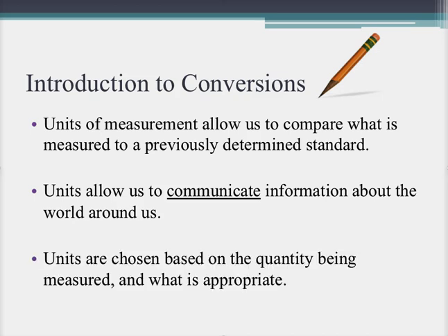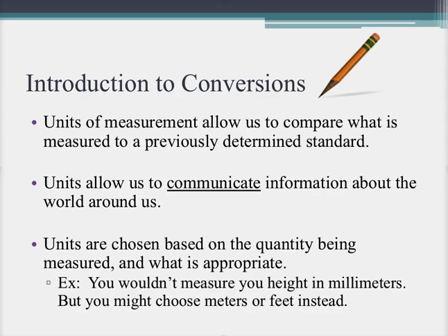So we choose the unit based on the quantity being measured and what is appropriate for that quantity. You would use units of length if you're measuring length. You would use units of degrees if you're measuring temperature, and so forth. You wouldn't measure a person's height in millimeters because it would be too large of a number, but you might use feet or meters instead to measure someone's height. So unit appropriateness is an important factor when you're considering what measurement you want to take.